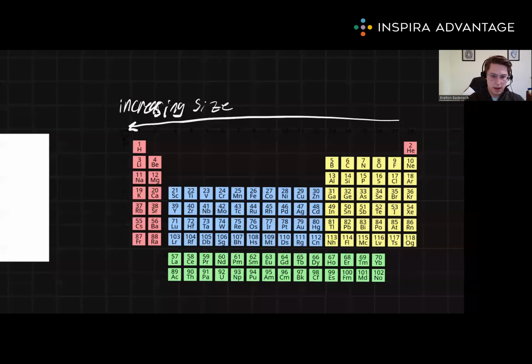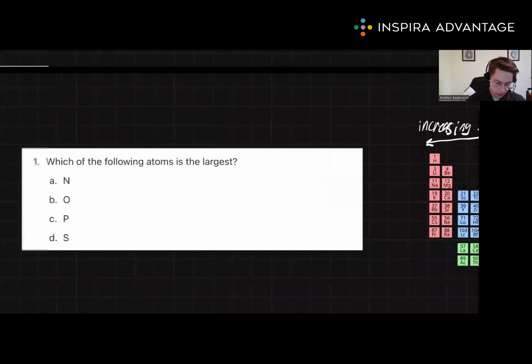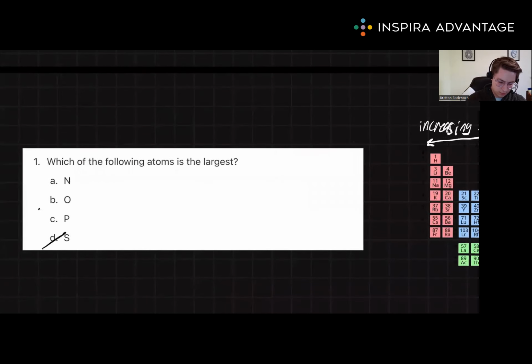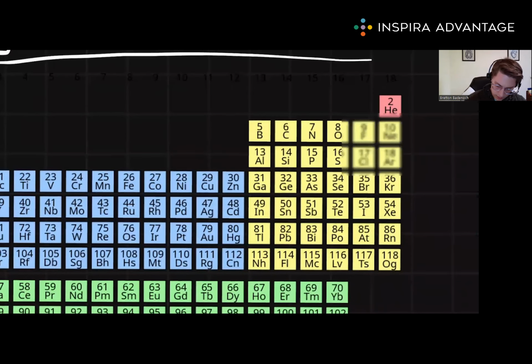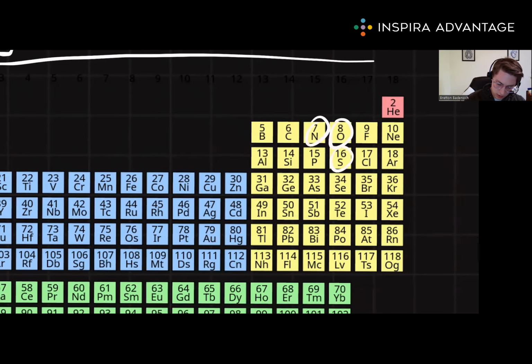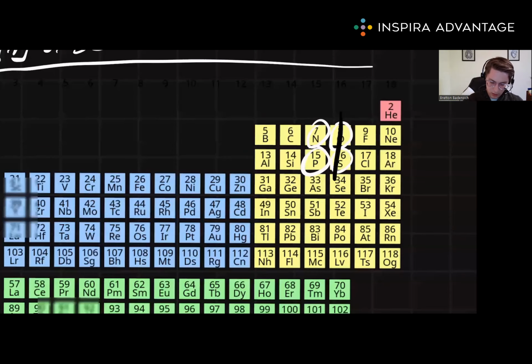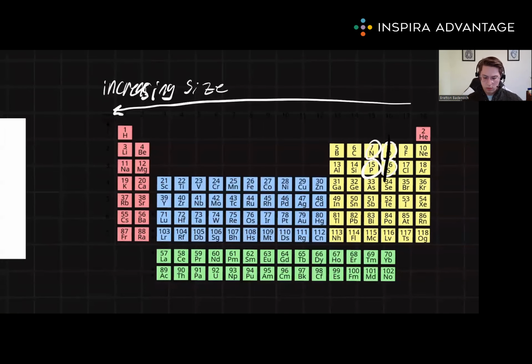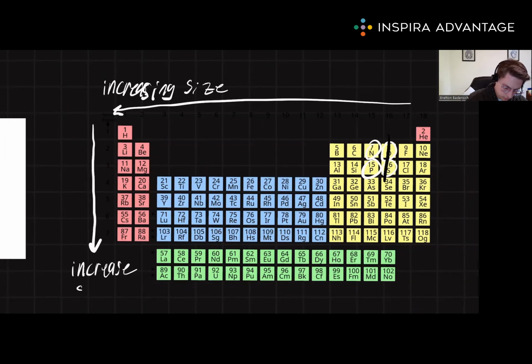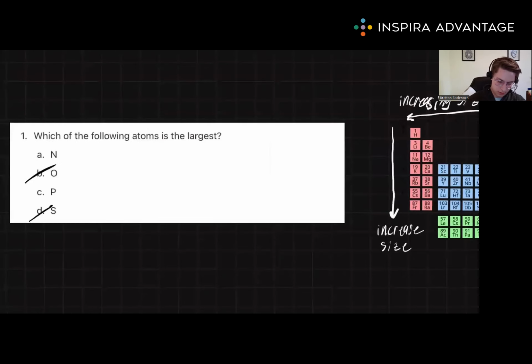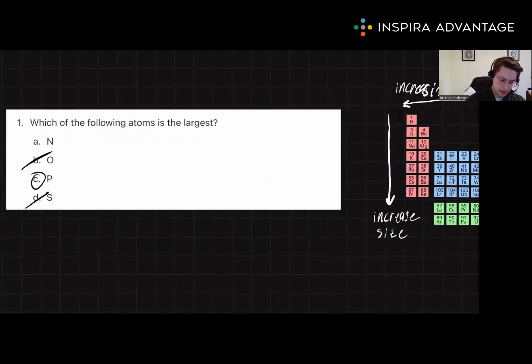Knowing this, we can immediately eliminate S and O because they are further to the right, which we can see here. See that we are examining oxygen, sulfur, nitrogen, and phosphorus. So because these two are to the right, we can get rid of them. Now, we have to remember that as we go down the periodic table, we also increase in size. This allows us to eliminate nitrogen, because phosphorus is below nitrogen. This means that phosphorus has an additional valence shell, making it much larger than nitrogen. This allows us to correctly choose answer choice C, phosphorus.